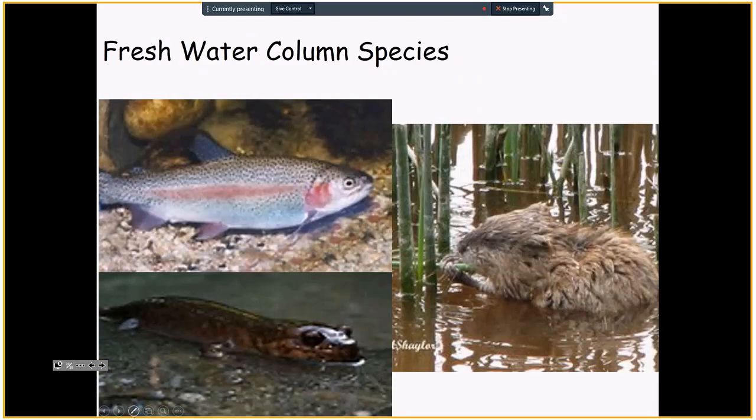Freshwater water column species, and I just put in a few examples: rainbow trout, muskrat, and Pacific giant salamander, which is a listed species.